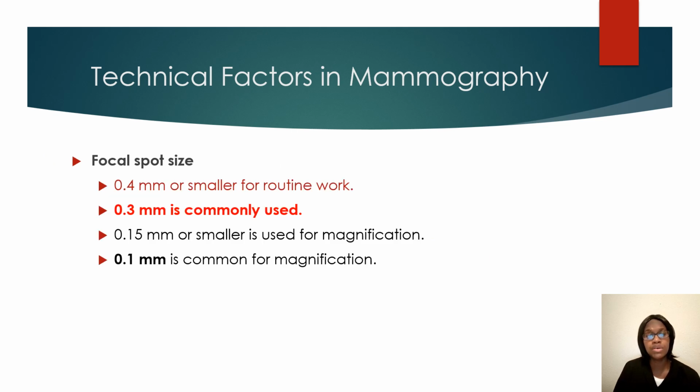You also have your focal spot size. 0.4 millimeters is used for routine work. 0.3 millimeter is commonly used. 0.15 millimeter or smaller is used for magnification. 0.1 millimeter is common for magnification.